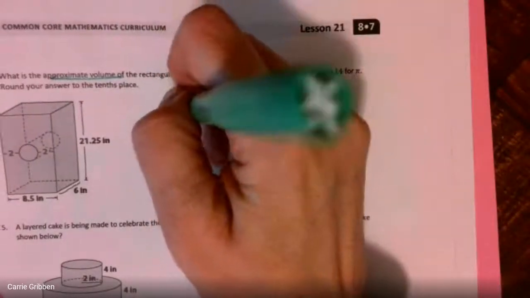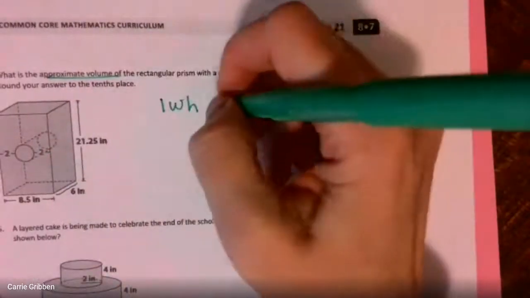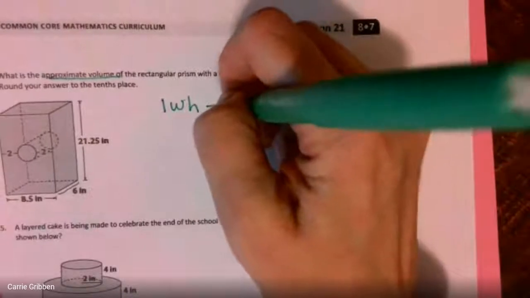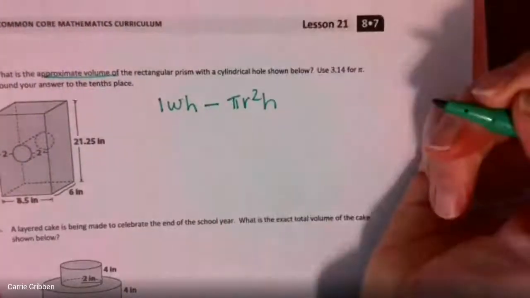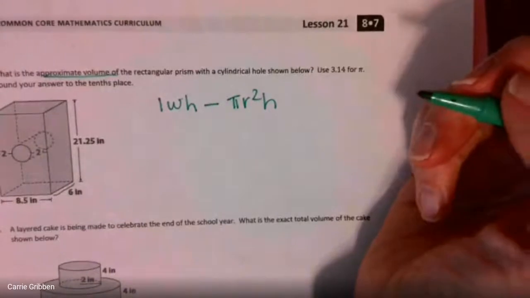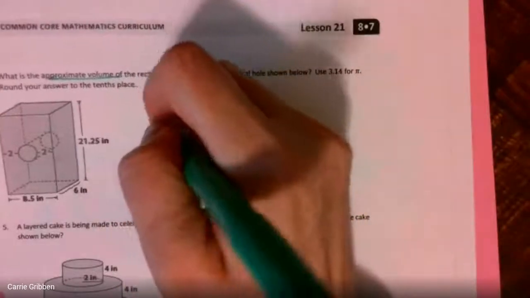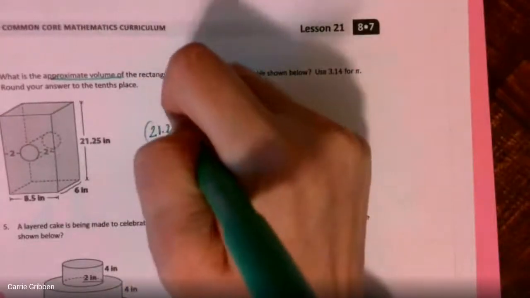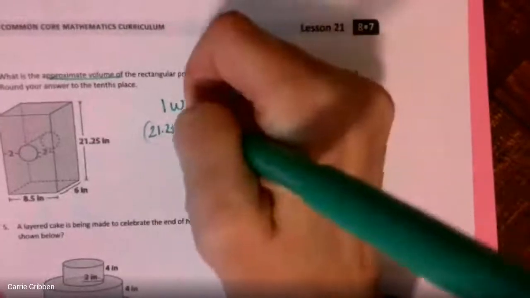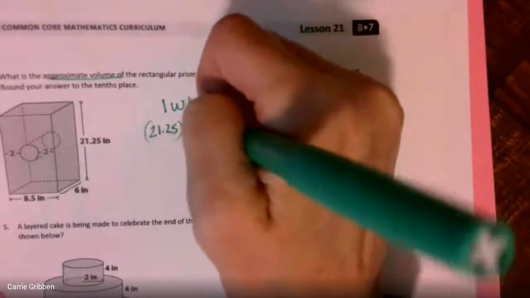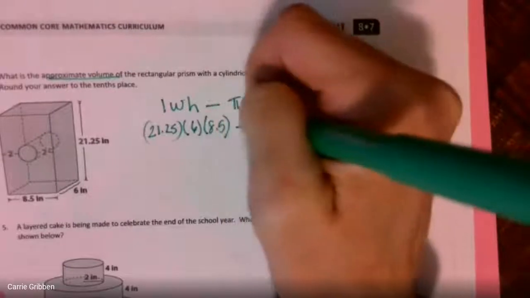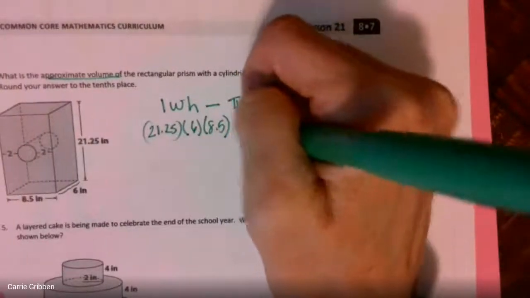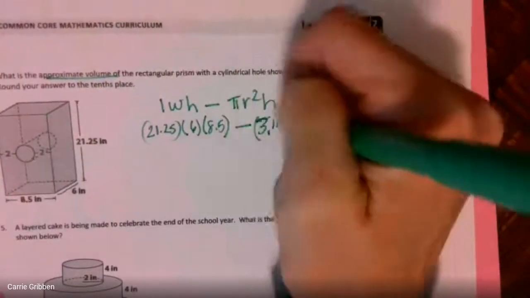I have a big prism, but I'm not going to add the cylinder because it's a hole. So I'm subtracting the cylinder, which is pi r squared h. So this is a little different this time. When I want to do this, I'm going to plug everything in. The length being 21.25 times the width 6, the height. Well, I switched those around, but that's okay. Put all those in like that. Minus, and since they want the approximate answer, I'm going to put in 3.14 now.